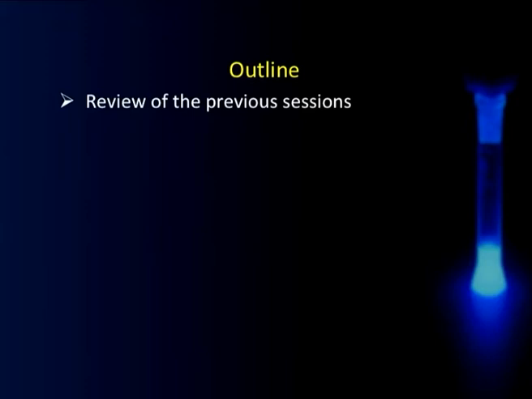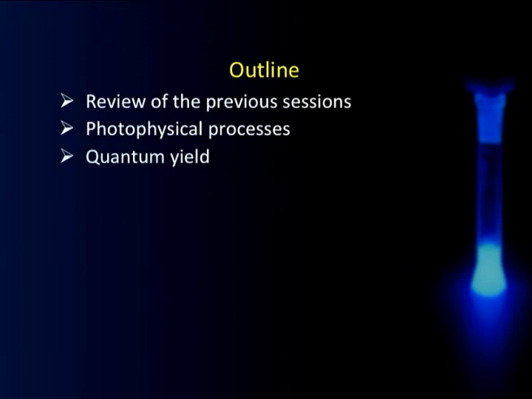The session is planned as follows. To begin with, we will briefly review what we did in the previous sessions. Thereafter we will try to recall what are the photophysical processes we have learnt about earlier, because that is going to be of use to us in today's session. Thereafter we will come down to the first main theme of today's session, that is the quantum yield. We will try to define what it is, and then we will see how we make a measurement of quantum yield. In this context we will take up what is called actinometry.